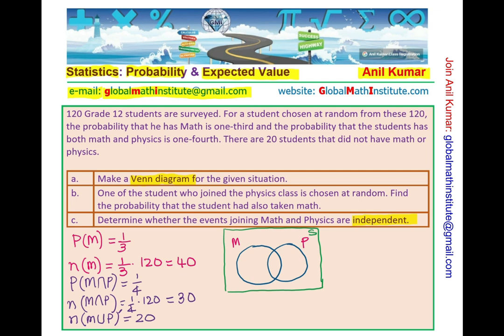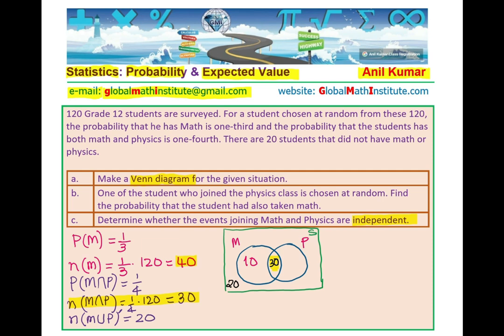Now, 20 students did not do anything. Let's put them outside. 20 are outside. Correct. Now start from inside out. Math intersection P is one fourth, so one fourth will be 30, right? So this 30 comes here. What we have done here is put in the number of students who took both math and physics. Now we can go either side. Total number for math is 40. So 30 are already there. How many left? 10 left, right? So 10 plus 30 is 40.